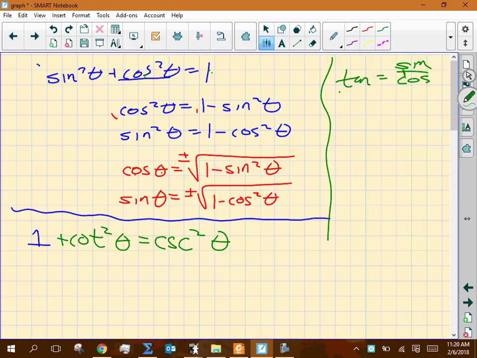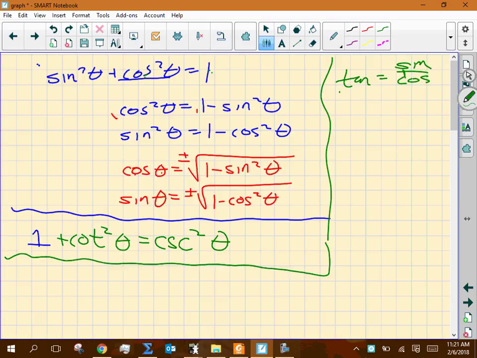So there's another list of 4 or 5 additional identities that come directly from that one, just by adding or subtracting from both sides and then square rooting both sides. Does that make sense? I'm not going to write those down, but if you ever need them, that's how you would approach them and develop them.